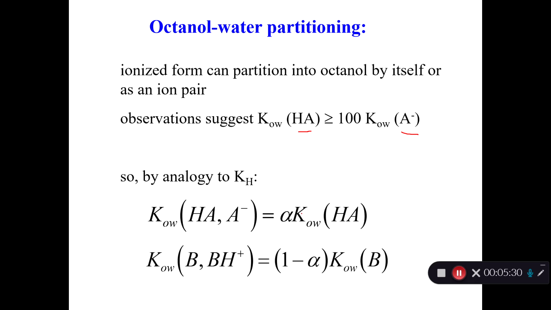And therefore, we could do the same thing that we did before. We could calculate some sort of distribution coefficient for partitioning between octanol and water of HA and A minus, and that would just be the intrinsic KOW multiplied by alpha for an acid. For a base, our distribution coefficient would be 1 minus alpha times KOW. So that's pretty straightforward.